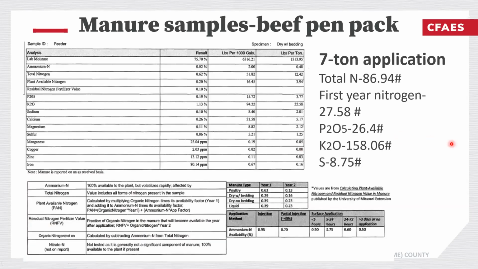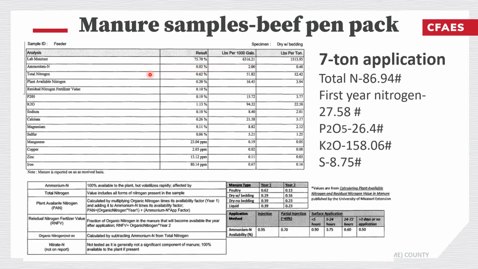So to dive into the manure sample, I'm going to have 3 different samples here to look at and review. Yours may be different than these. Make sure you run your own samples. Don't take our numbers from these samples from these growers and use them on your own operation because they probably are not correct. So for this manure sample, this is beef pen pack. That sample, when it was submitted, was fairly wet, so 75% moisture.